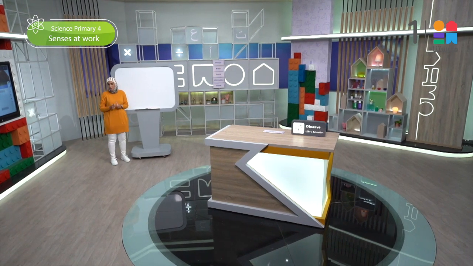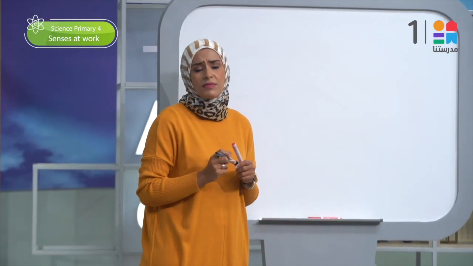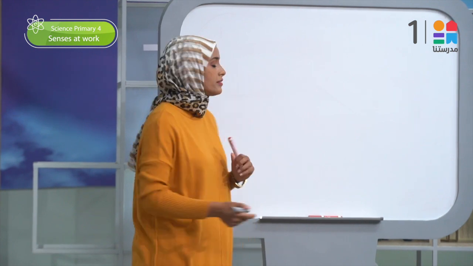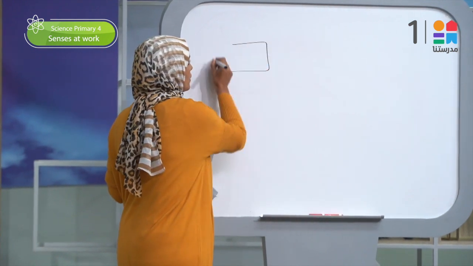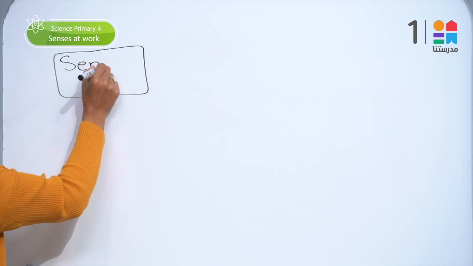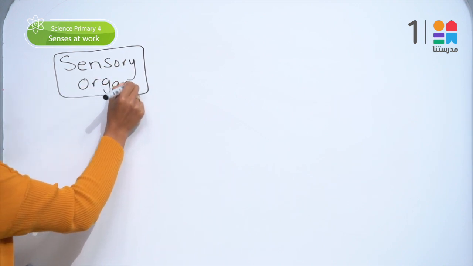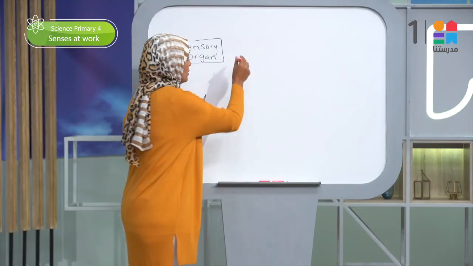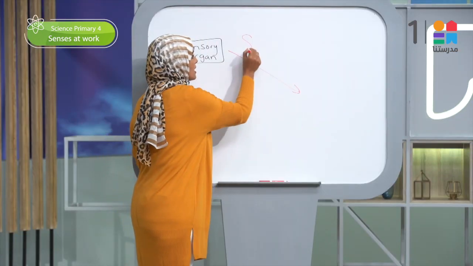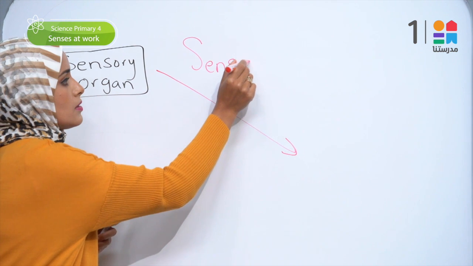أول حاجة بتحصل when we have a stimulus. يعني مثلا I hear the sound of the bird. بيبقى عندي sensory organ and the sensory organ will send sensory input to the brain.